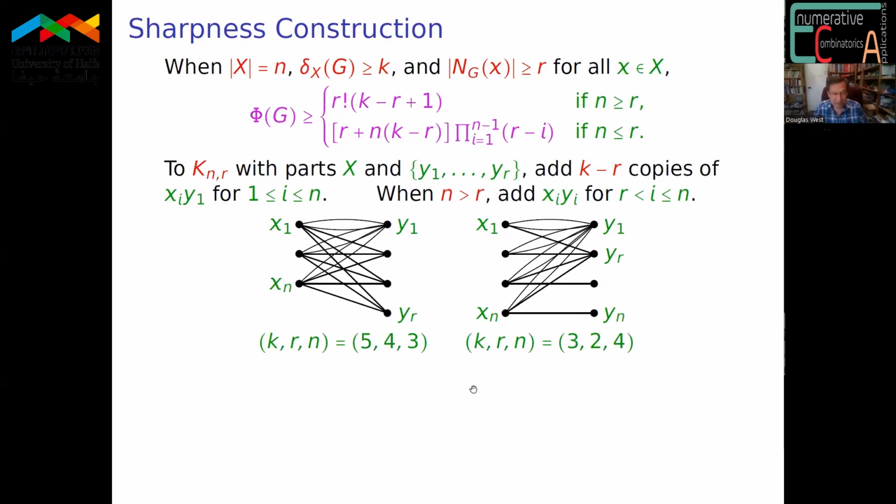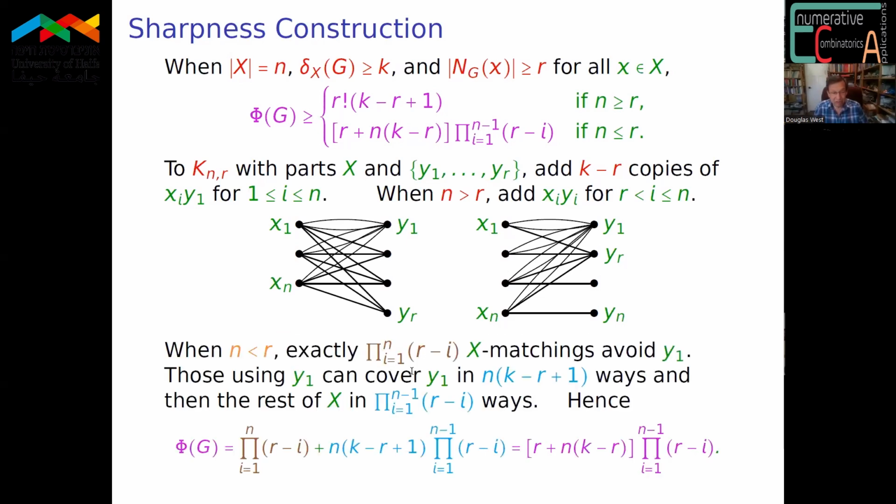So let's think about how many maximum matchings there are. Note first, there are X-matchings. In other words, I can cover all the vertices of X. So if n is less than r, I'll have two types of matchings: matchings that use y1 and that don't. The ones that don't, well, I just have a complete bipartite graph n and r minus 1. And the matchings there will be r minus 1 times r minus 2 and so forth. We just pick neighbors for x1 through xn among these. Okay, so that brown formula is the number of X-matchings that avoid y1.